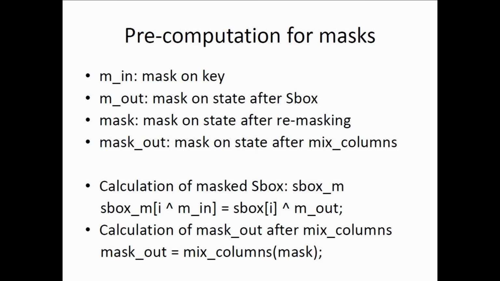What we need but don't have are min, mout, mask, and mask out. Among these, min and mout could be generated with a random number function. Then we could easily calculate the masked SBox by defining a new SBox and using a for loop to create it, so that masked SBox of i XOR min equals SBox of i XOR mout. Similarly, the mask for the mix columns operation could be calculated with a random number function, and we can calculate mask out by applying the mix columns function to the mask.